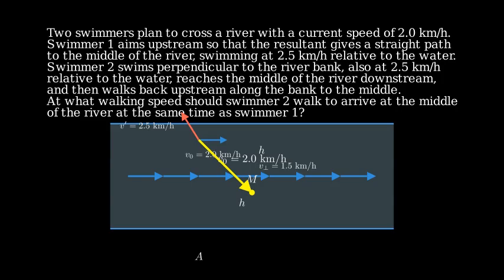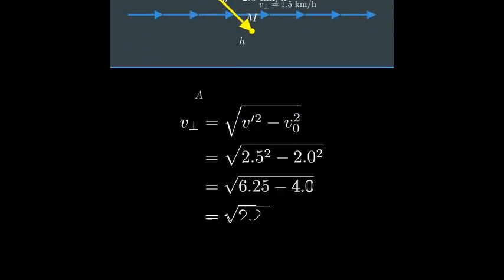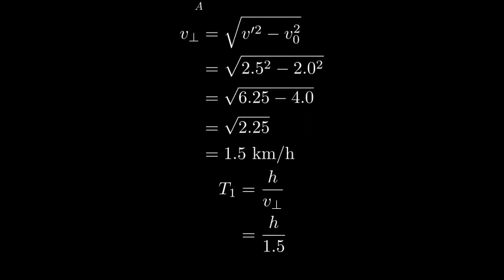Let's calculate how long it takes for swimmer 1 to reach the middle of the river. We need to find the perpendicular component of the swimmer's velocity. Using the Pythagorean theorem, we can calculate this as the square root of v prime squared minus v0 squared, which is the square root of 2.5 squared minus 2.0 squared, giving us 1.5 kilometers per hour perpendicular to the riverbank. So the time it takes swimmer 1 to cross is t1 equals h divided by the perpendicular velocity, which is h divided by 1.5.